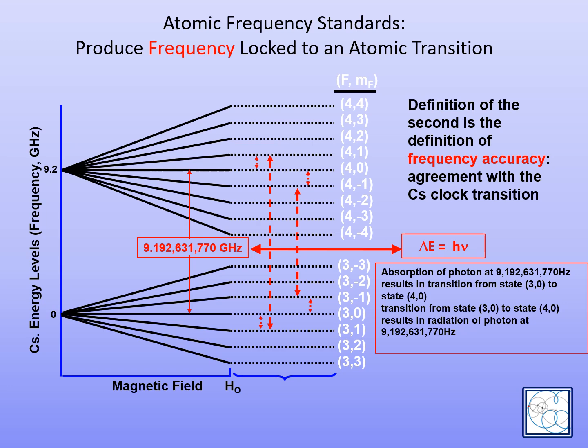So if an atom is in the upper state, 4,0, and absorbs a photon of exactly that frequency, it will change from the lower state to the upper state if it absorbs a photon, or drop from the upper state to the lower state if it emits a photon of exactly that frequency.